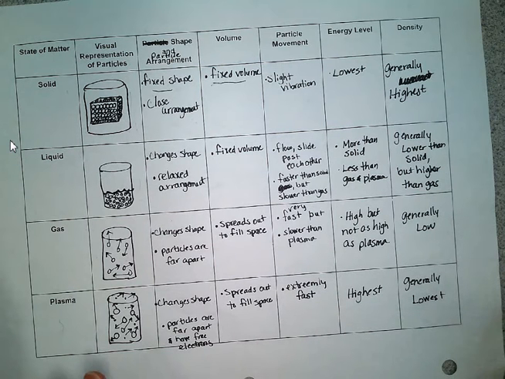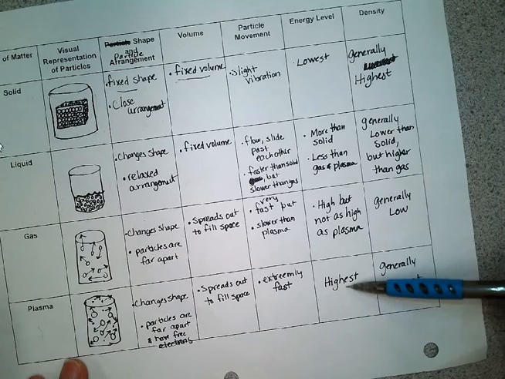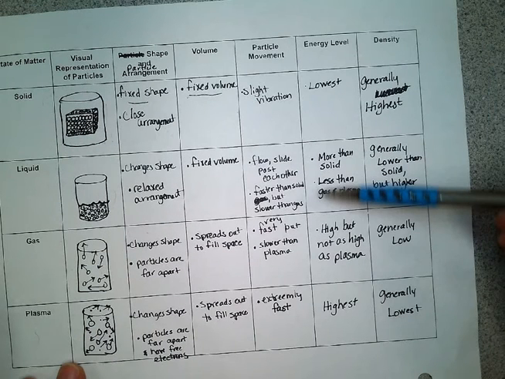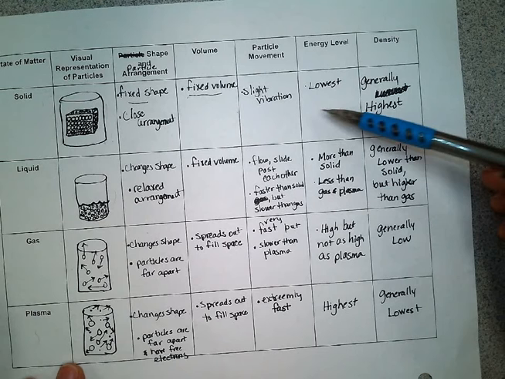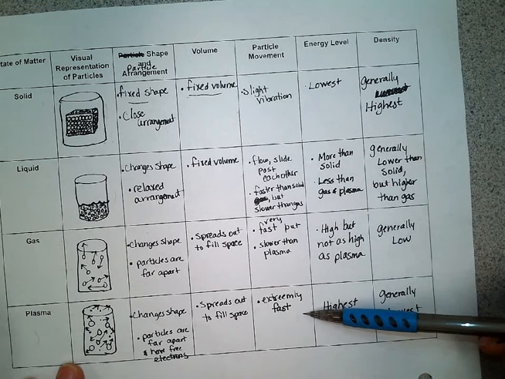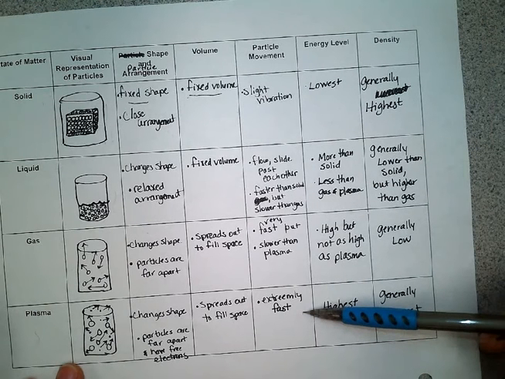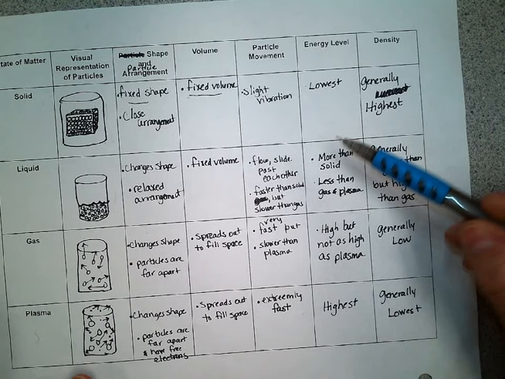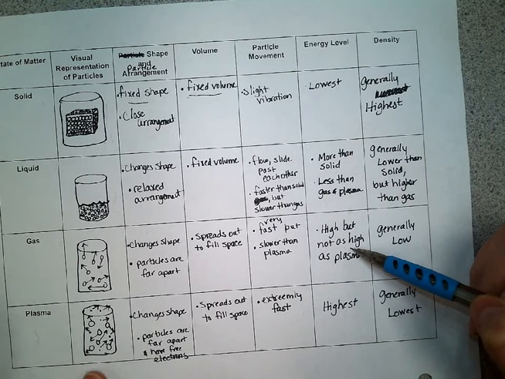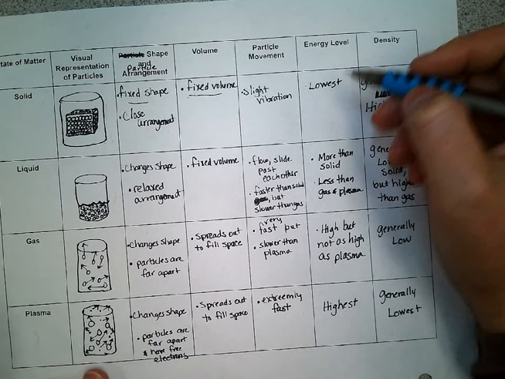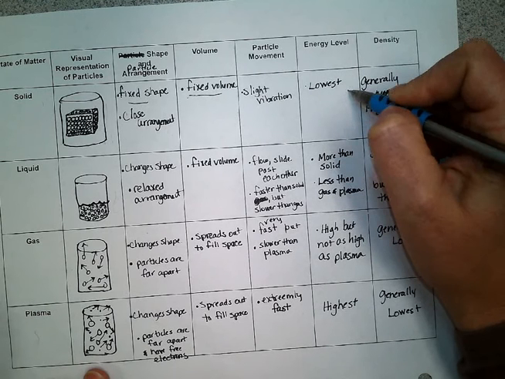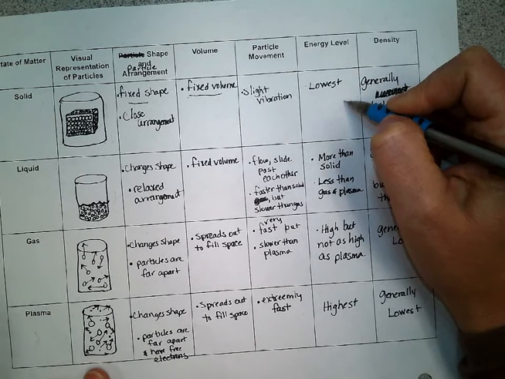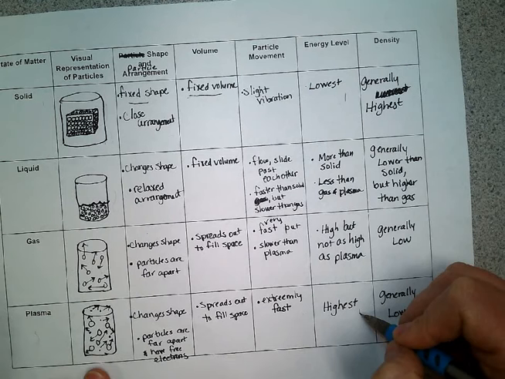The energy level, if we had to go from lowest to highest, of course our solid's the lowest because of that slight vibration, to the highest with the most extreme movement in a plasma. So these kind of are somewhere in between. If we had to rank these as energy level, this would have the lowest energy level. So if we were ranking them lowest to highest, that would be number 1 with the lowest, number 4. This would be a 2 and a 3.